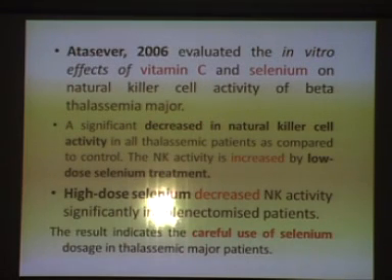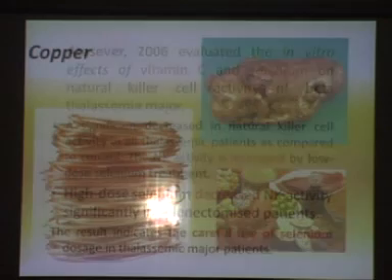Supplementation with selenium in a proper low dose caused improvement in natural killer cell activity. But when given in high dose, there was decreased natural killer activity in symptomatic thalassemic patients. So careful use of selenium is essential in thalassemia major patients.